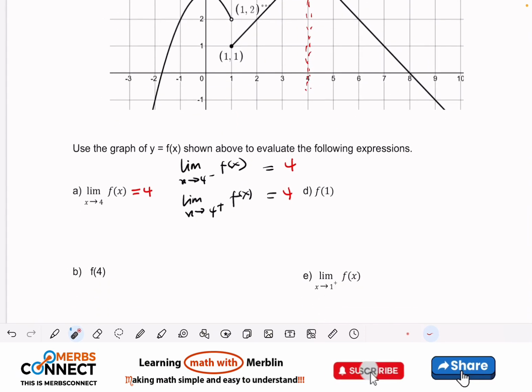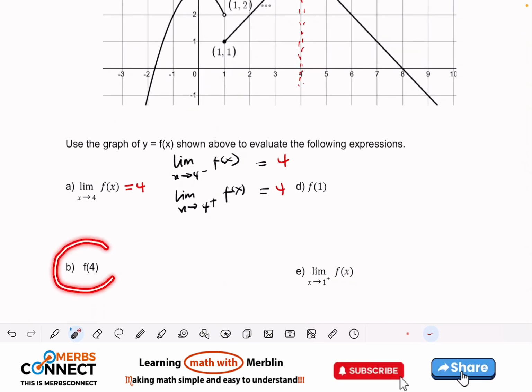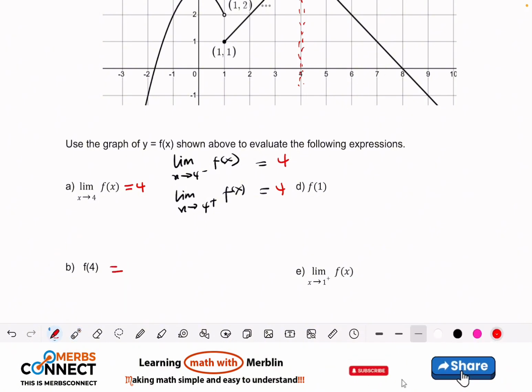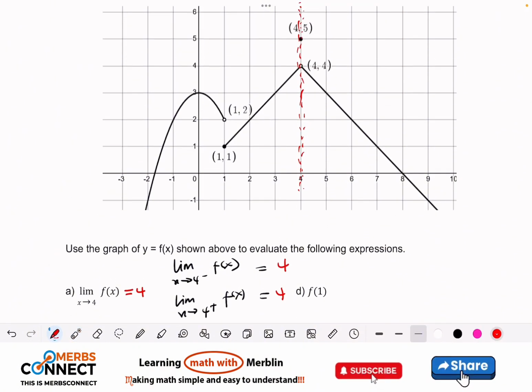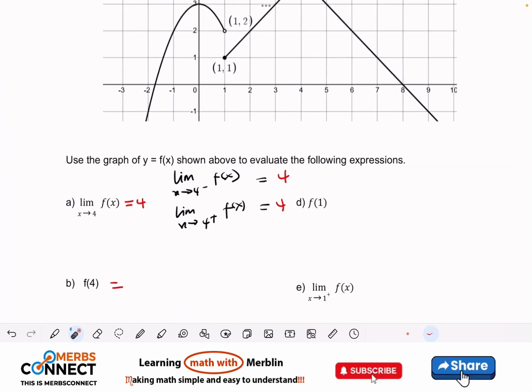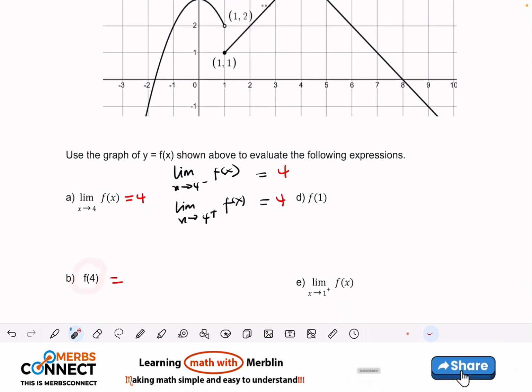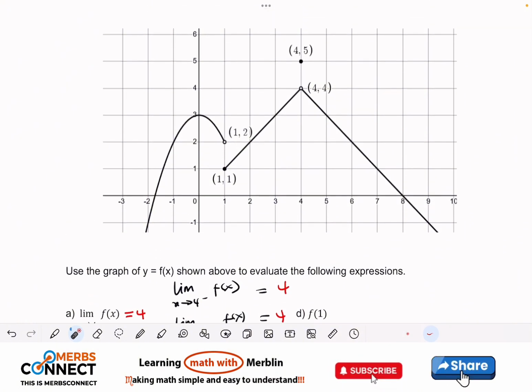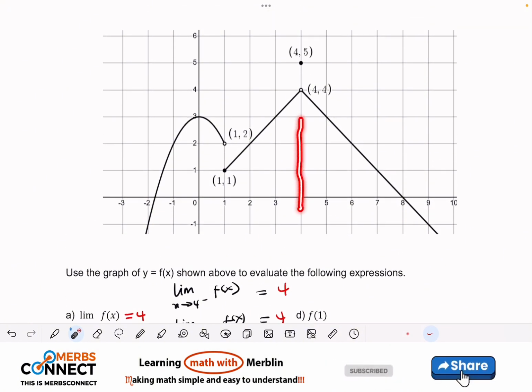Right. Now let's look at f of 4. When you talk about f of 4, look at the graph here. This is where 4 is. If we want just f of 4, we need to look through this line here, and we need to look at the circle which is shaded, right? So we choose this from where the circle is shaded.